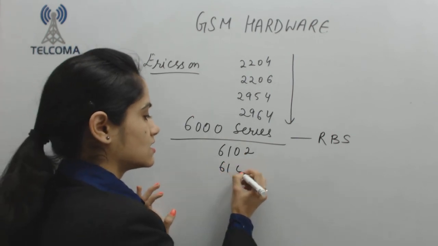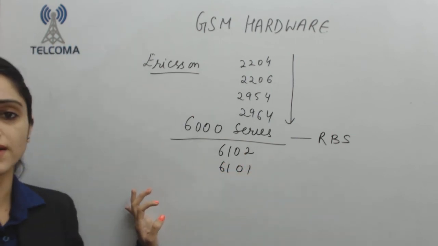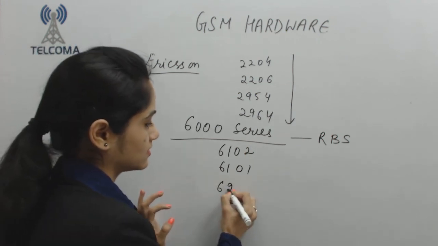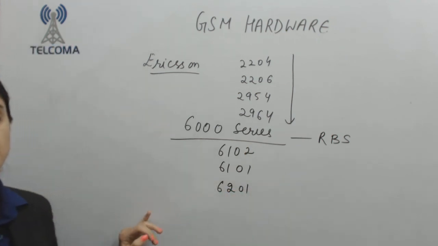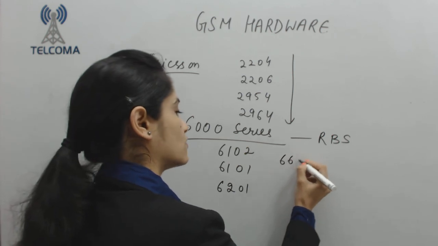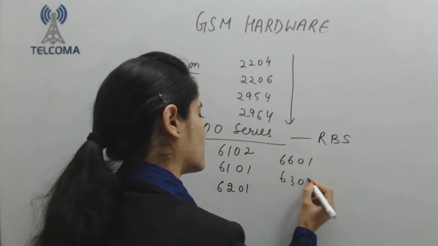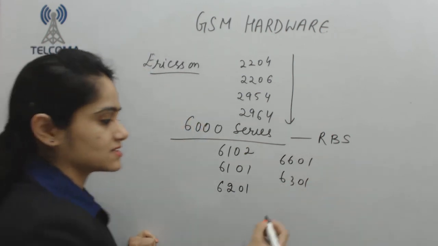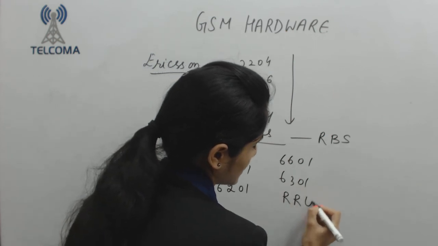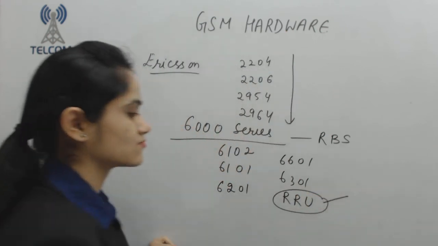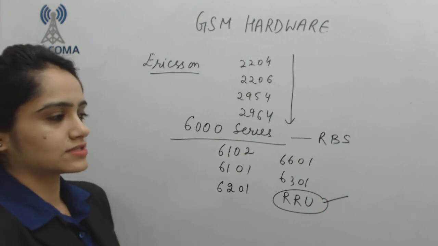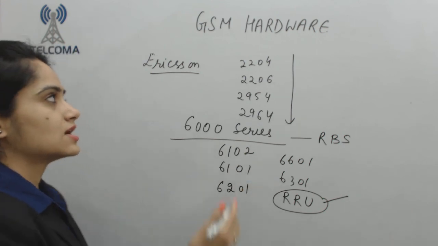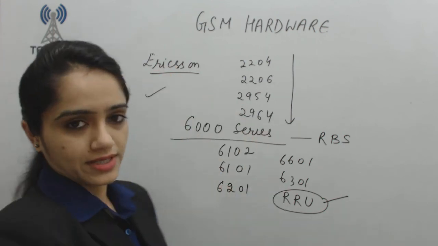Now it's 6101, then we have 6201. Each and every series, 6601, 6301. The next series we name as RRU, the radio resource units, which is the smallest BTS for coverage up to some limited access. So these are the Ericsson types of BTS.